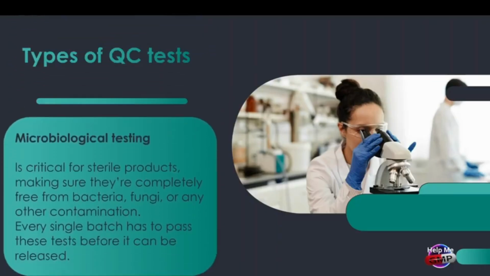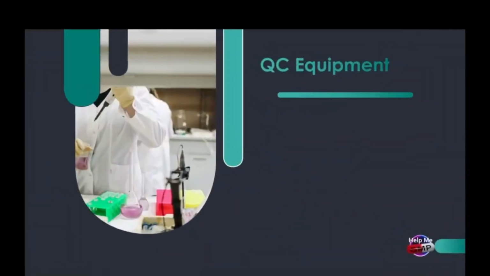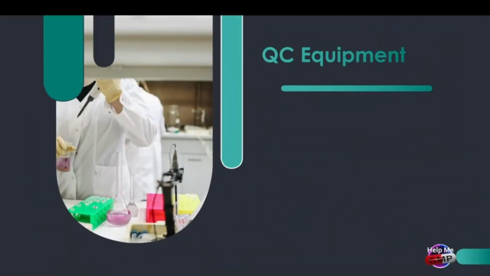And finally, we have microbiological testing. This is critical for sterile products, making sure they're completely free from bacteria, fungi, or any other contamination. Every single batch has to pass these tests before it can be released. No exceptions. All right, let's talk about the high-tech tools that make all of this possible.